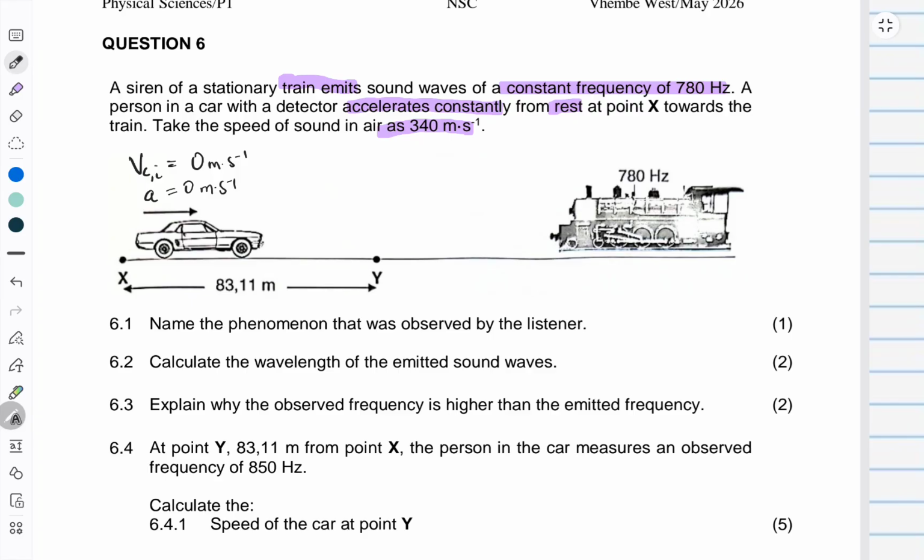What else do we know? We know the frequency of the sound wave is 780 hertz. We know the speed of the sound wave is 340 meters per second. All right, that's the speed of the sound wave.